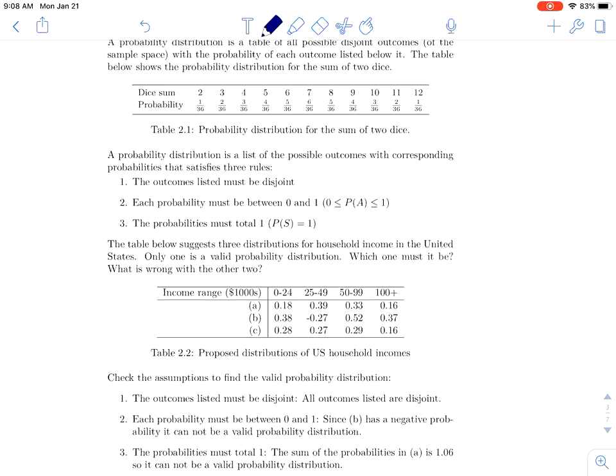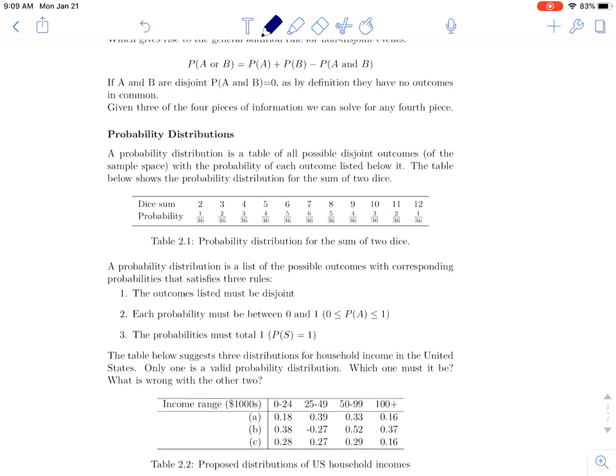It's okay. So here we've got this probability distribution, right? It just lets us look at the distribution of the probabilities. We've got each outcome and their probabilities below. The rules for probabilities apply as well as another thing. For a probability distribution to be valid, each of the outcomes listed has to be disjoint. So you can't have any overlap in these outcomes.